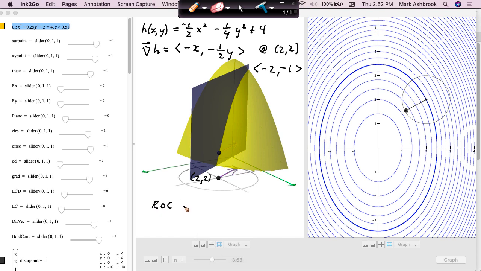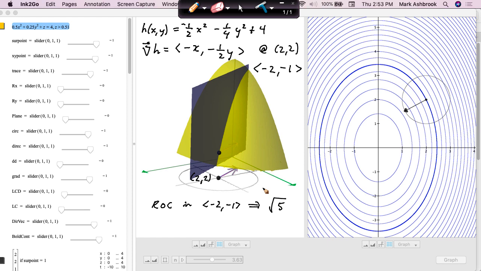So the rate of change in direction (-2, -1) is? Radical 5. And how does that rate of change compare to every other rate of change? The greatest, because (-2, -1) is the direction of the gradient. You can see it in the picture, right? It looks like going up the hill the fastest.